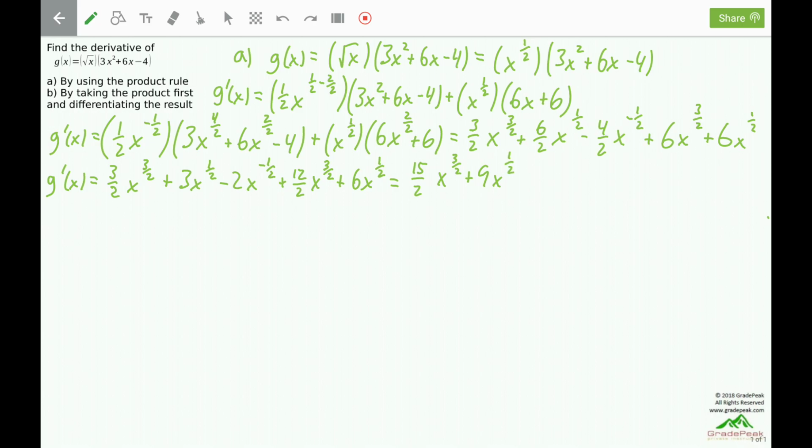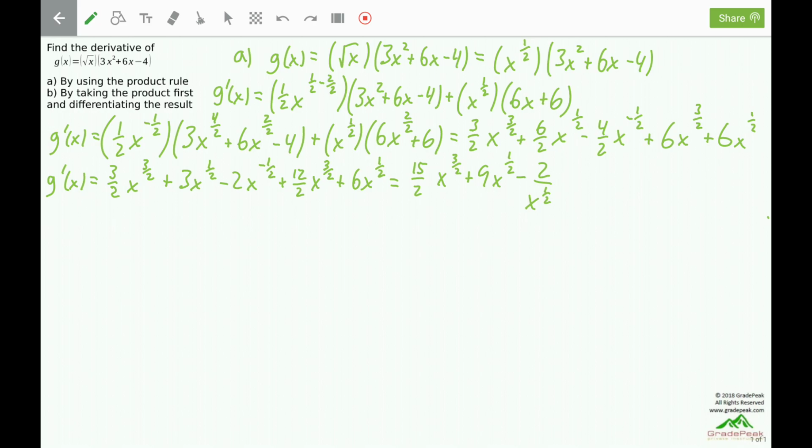And we have 1 x to the negative 1 half. Now when I write this one, I'm going to move that x to the negative 1 half to the denominator, so I can call it positive 1 half. The negative 2 does not move and stays in the numerator. So negative 2 over x to the 1 half.